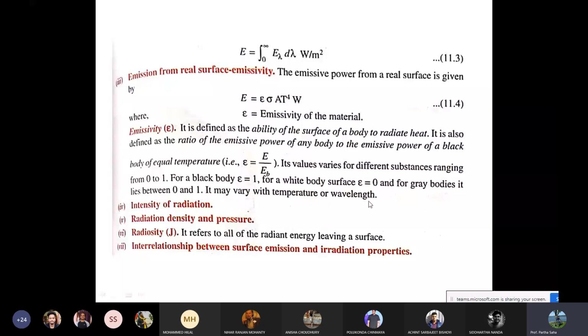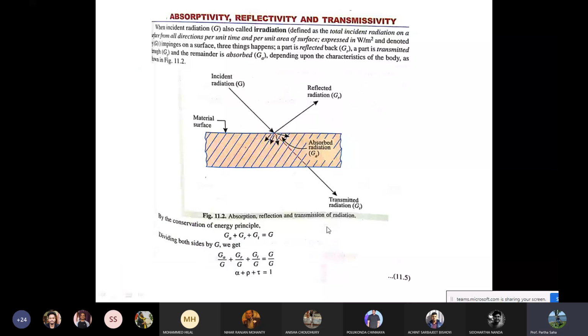Let's move to another important parameter, which I think all of you are pretty aware of. When light impinges upon a surface, various phenomena happen. As you can see here, the incident radiation, given by G, is irradiated on this surface. Either it is reflected back to the medium, or it is absorbed by the body, and some portion of the incident radiation is transmitted through the body, depending on the nature of the surface and the thickness of the body on which the incident radiation has impinged.